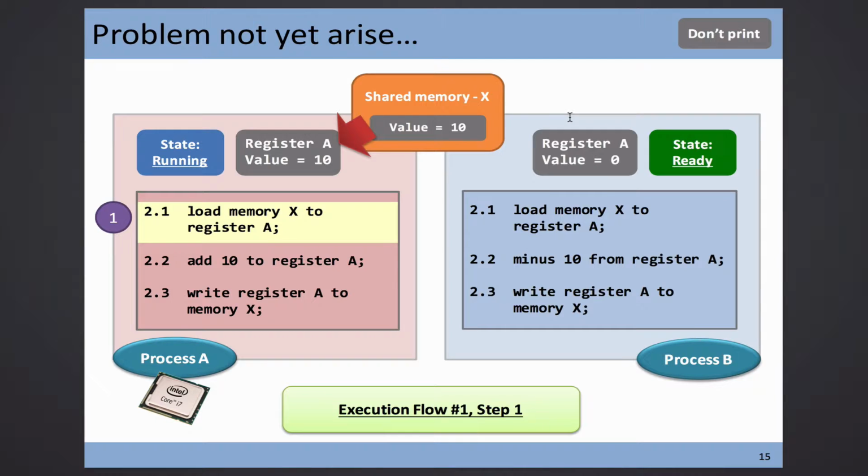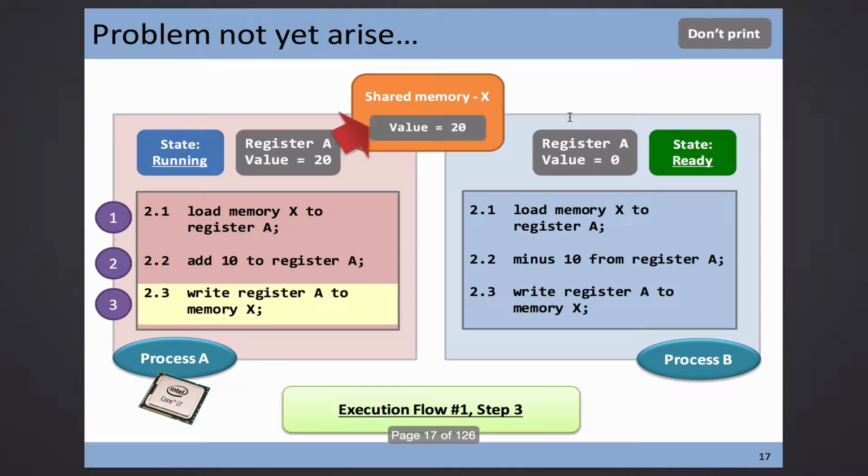1, 2, 3, all execute in a row. Then you will change the data from 10 to 20. Easy. Now, another execution starts with process B. So before I have process B running, I have a status of process A as running, then this one is ready.